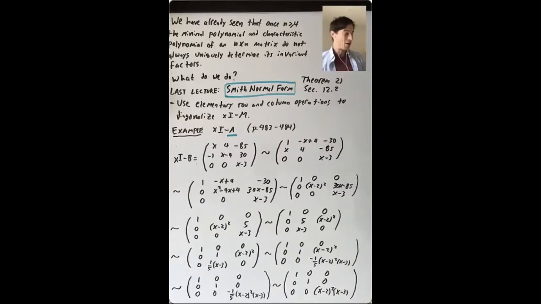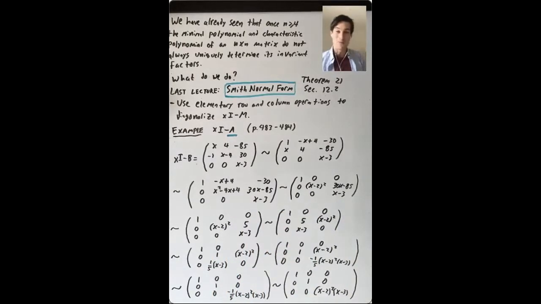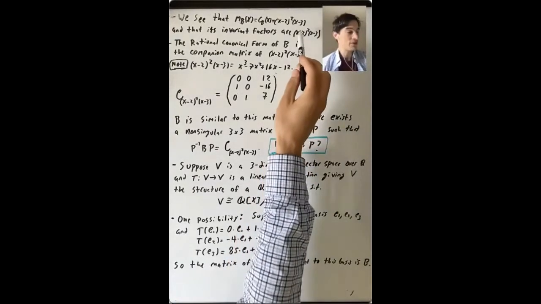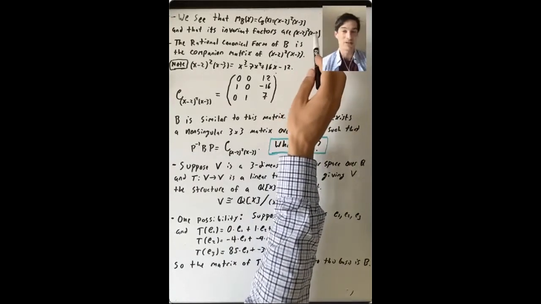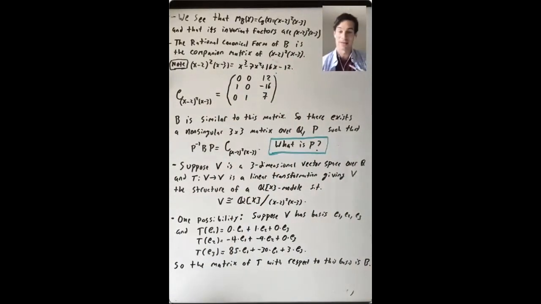All right, so you can think about whether you would have done this diagonalization a different way. I'm going to pause and erase and talk a little more about what else we might want to know about this matrix. By diagonalizing this matrix, x times I minus B, we've seen that the invariant factors of this matrix are just the single invariant factor x minus 2 squared times x minus 3. So this is the minimal polynomial and the characteristic polynomial of this matrix.